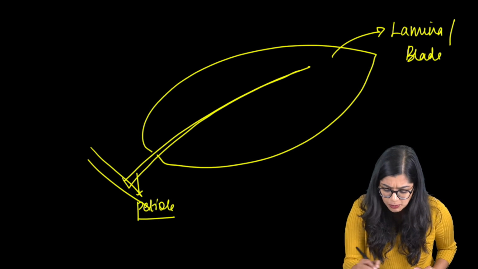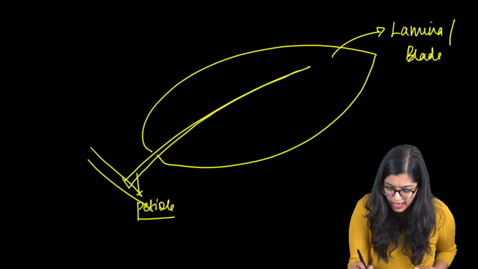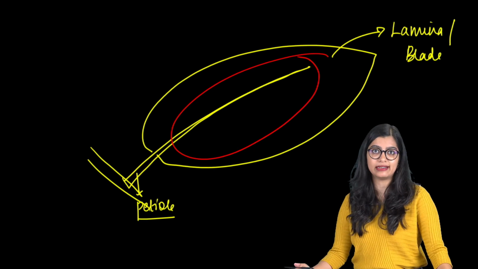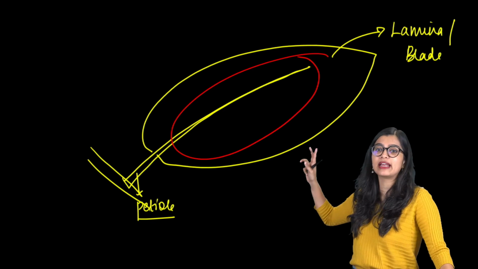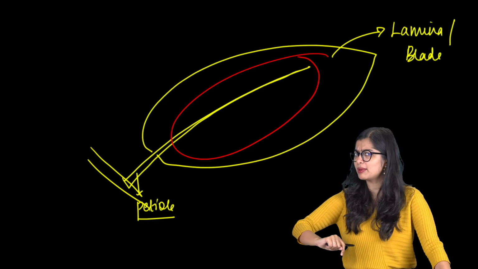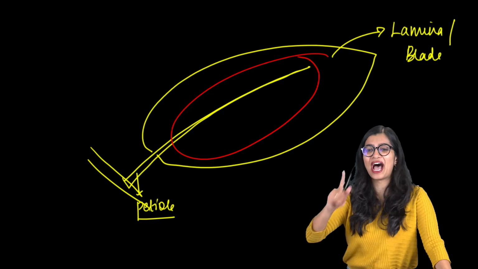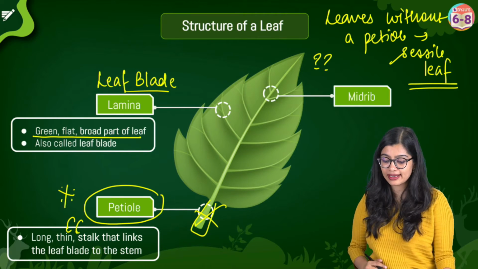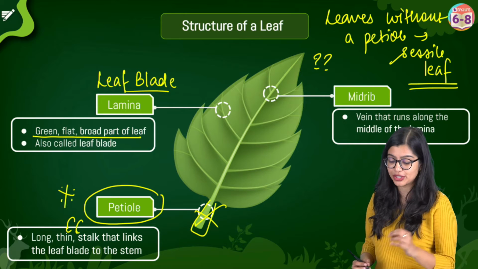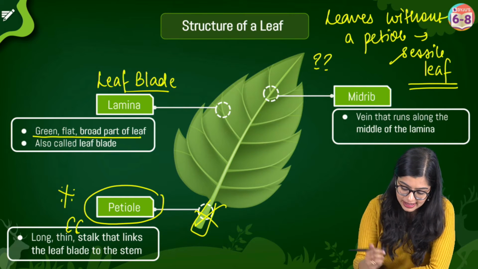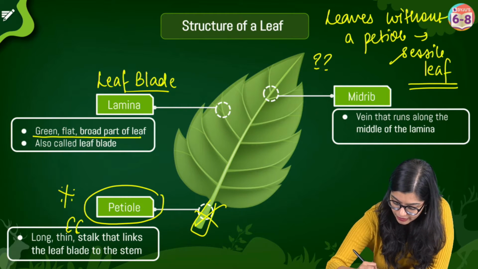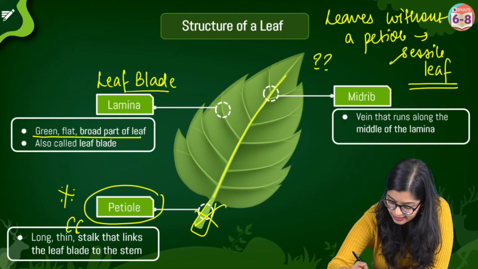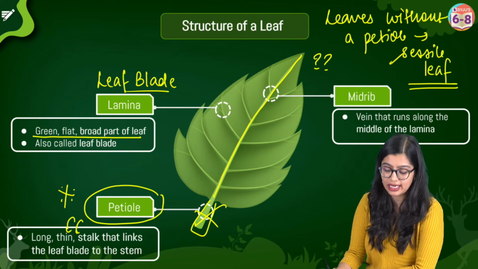But what is this part that I am drawing right here, which I will highlight in red? What is this prominent line that I am drawing in the center? And most often we tend to draw this, right? And I'm sure you will agree with me at this point. Yes, I know you are agreeing with me. So now this prominent line that you see is what we call a midrib. So a midrib is a prominent structure that runs in the center, or in the middle, of the lamina.